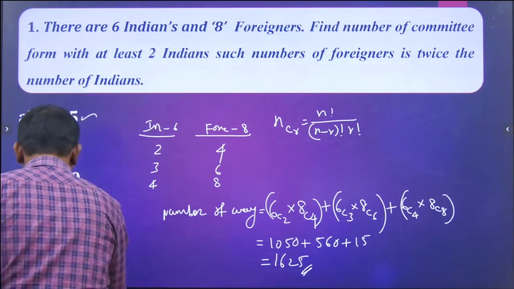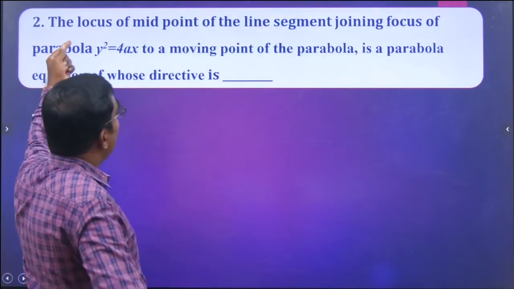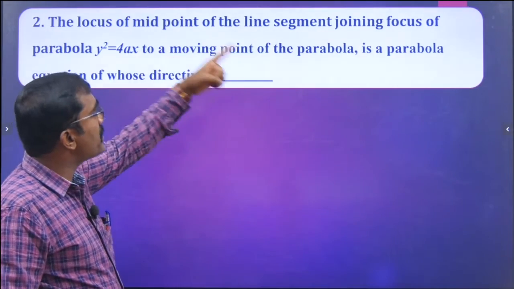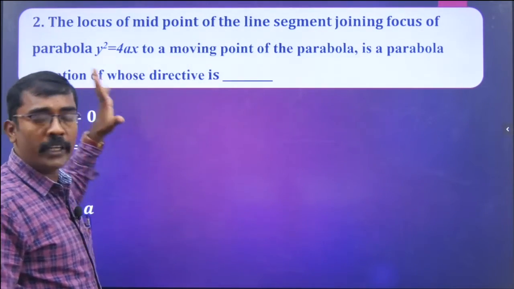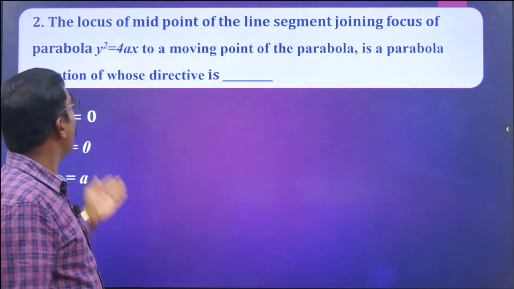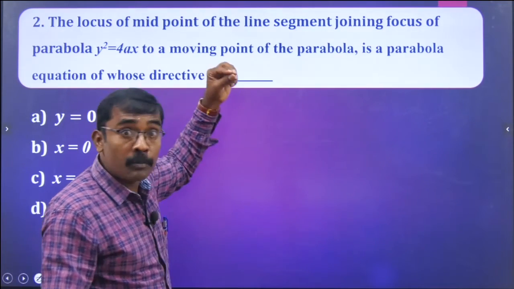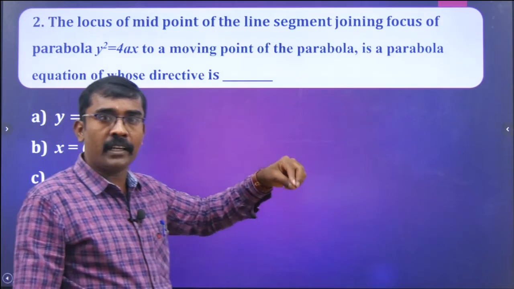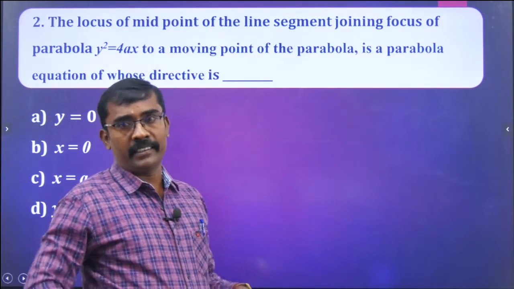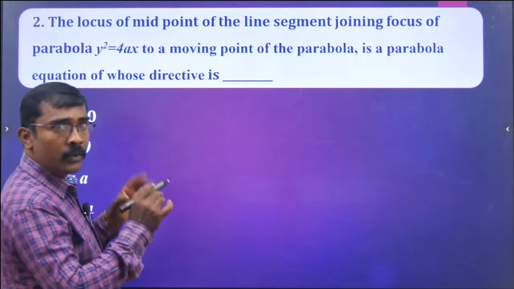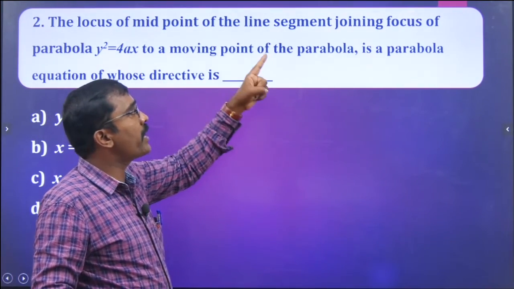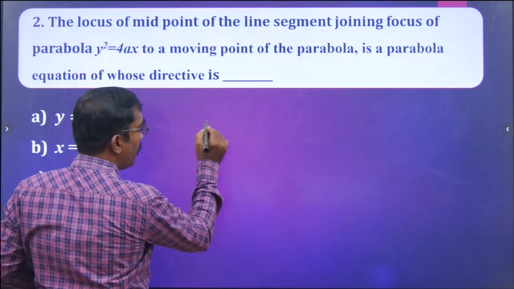Next sum. Second sum. The locus of the midpoint of the line segment joining the focus of the parabola y squared equal to 4ax to a moving point on the parabola is a parabola. The equation of whose directrix is? This is the problem.